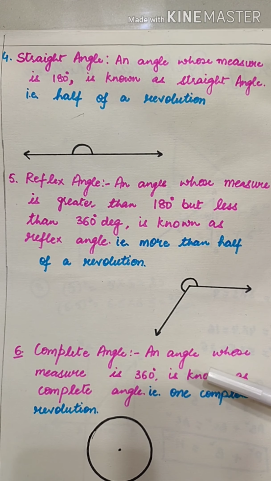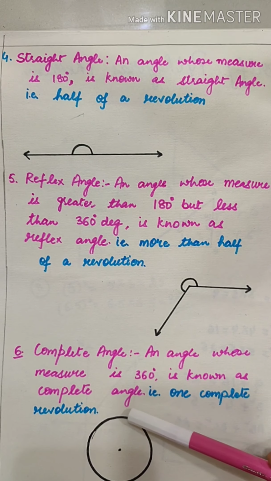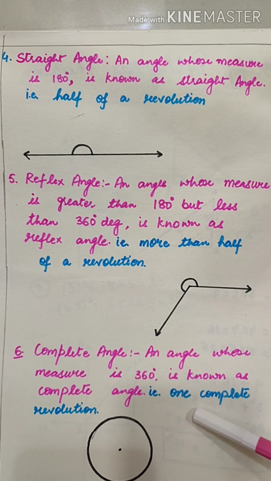Next, sixth angle is complete angle. An angle whose measure is 360 degree is known as complete angle. This is the complete angle, that is one complete revolution is also known as complete angle.